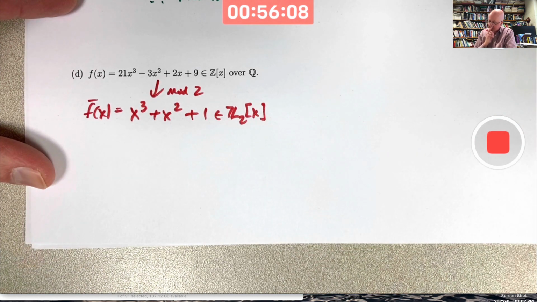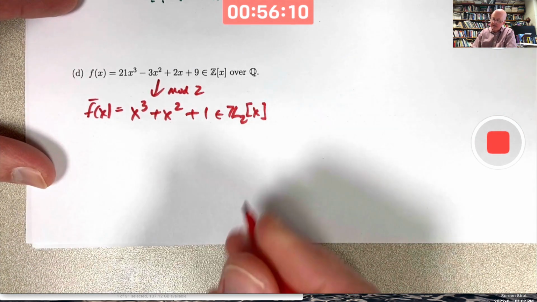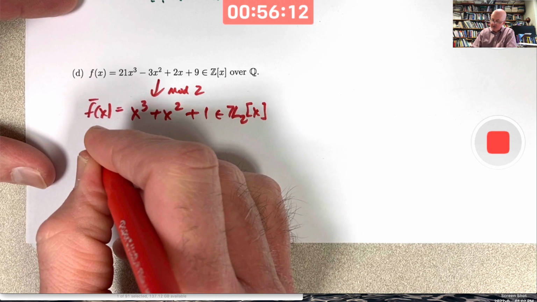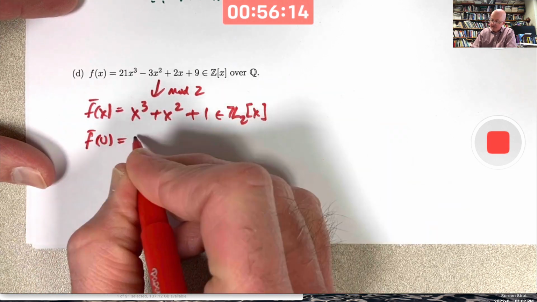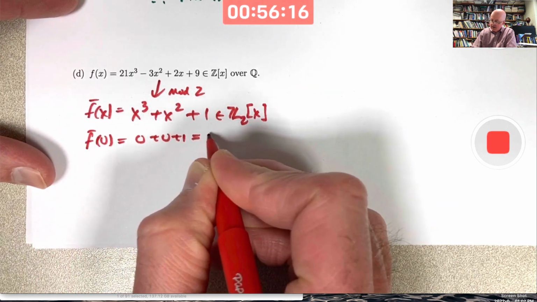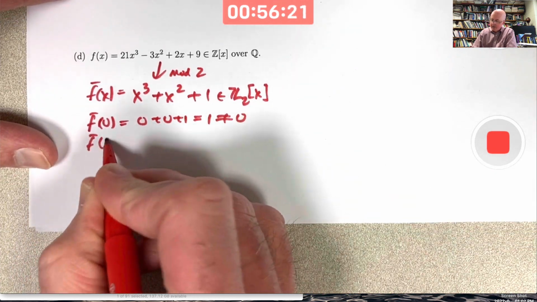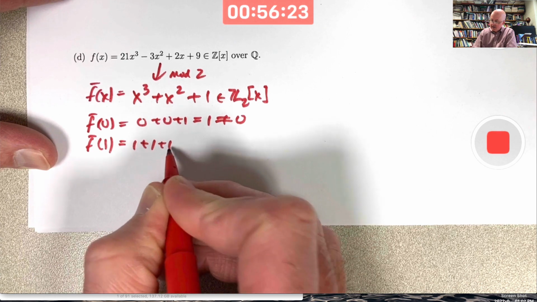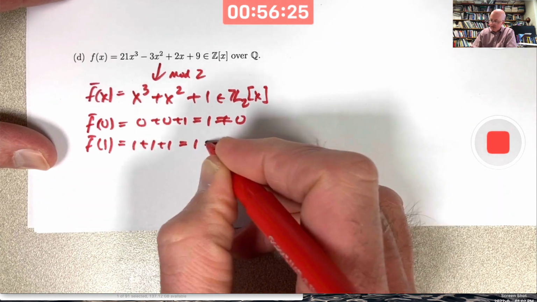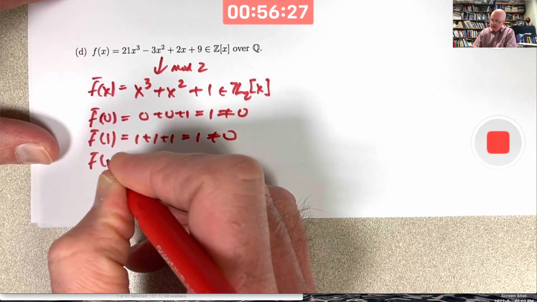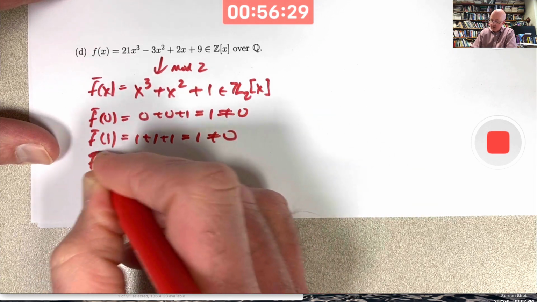And since this is cubic, degree 2 or 3, 3 in this case, we can just check to see if it's got any zeros. F bar of 0 is 0 plus 1 is 1, not 0 in Z2. F bar of 1 is 1 plus 1 plus 1 is 1 mod 2, also non-zero. That's all I have to do, because it's mod 2.